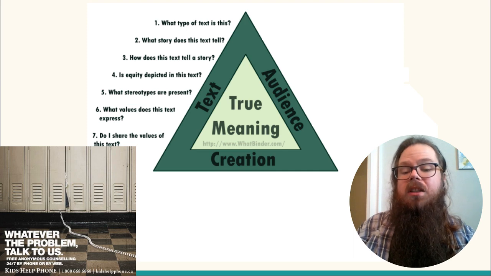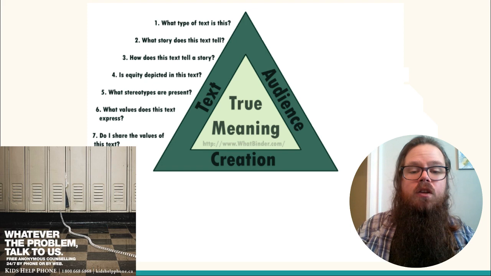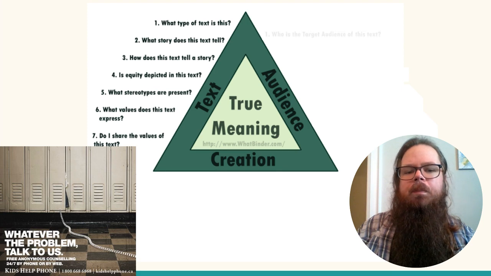Now, normally we might just look at the text and say, well, that's all there is to it. This is the text and this is the information being put forward. But with the media triangle, to get to the true meaning, we need to look at the audience and the creation. Now, why is that? Well, we'll take a look at that in a moment.